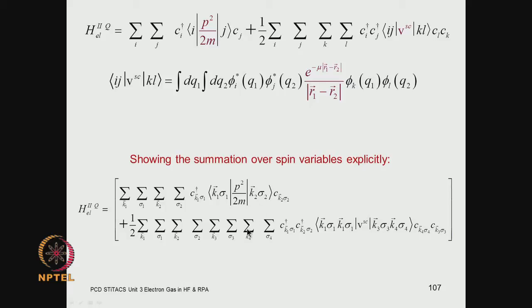Okay. Now, I do the same with respect to the second term, which is the 2 center Coulomb or screened Coulomb interaction. This is the screened Coulomb interaction here. And now you have summation over 4 wave vectors k1, k2, k3 and k4, and you have likewise summations over 4 spin labels, which are sigma 1, sigma 2, sigma 3 and sigma 4. Okay. So these are the 4 summations which come in corresponding to these 4 summations i, j, k and l.